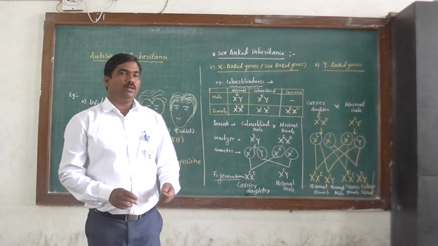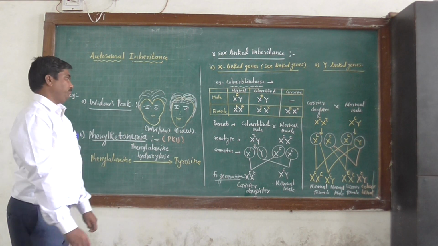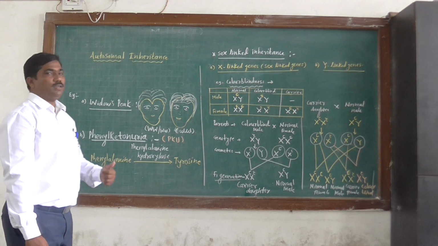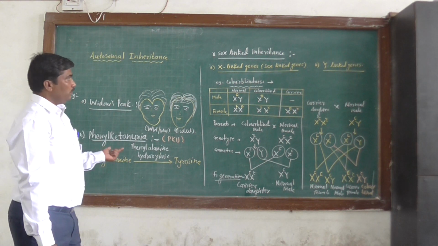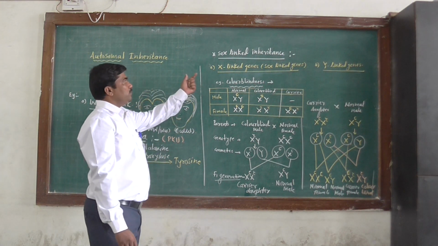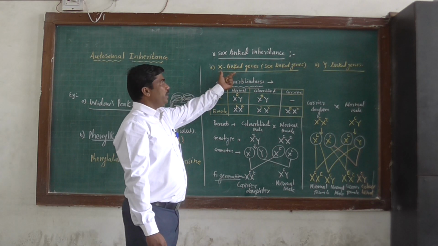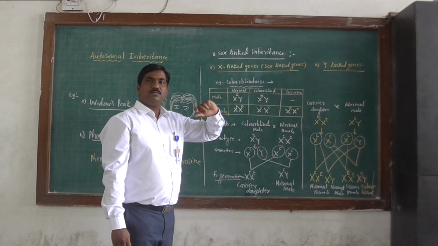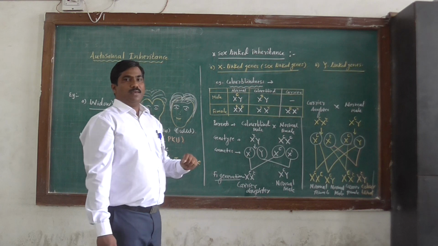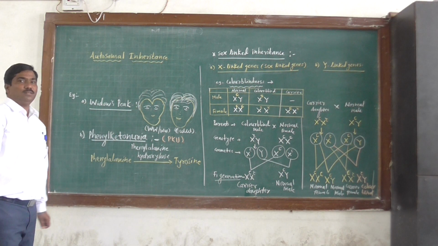Now we learn about autosomal inheritance. So what is autosomal inheritance? Then we learn sex-linked inheritance and types of sex-linked inheritance or sex-linked genes, X-linked genes and Y-linked genes, and there are some examples.